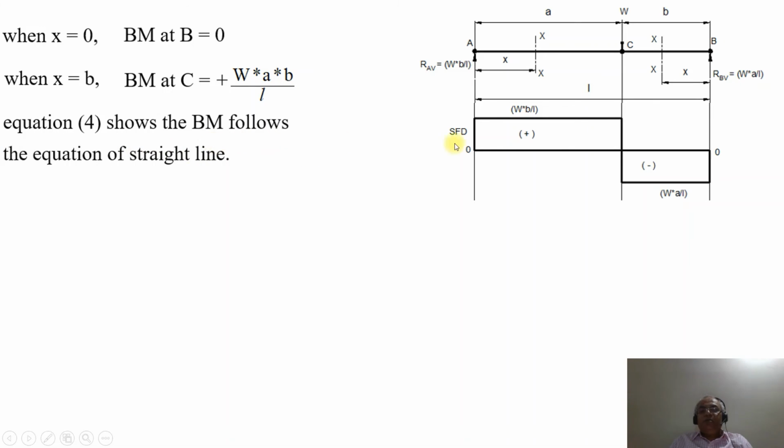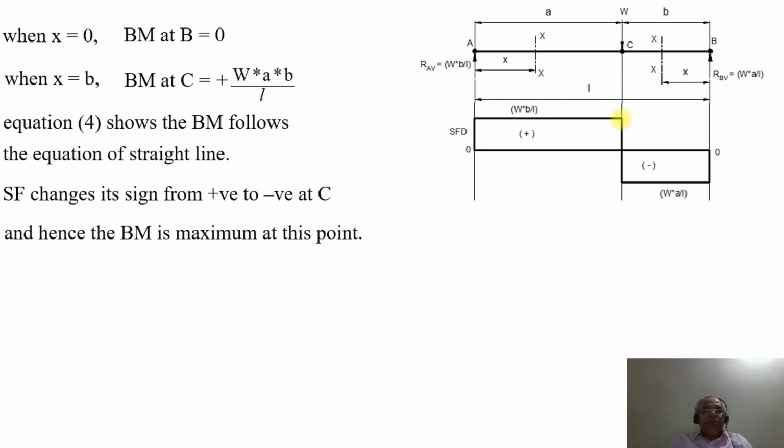When you are plotting the shear force and the bending moment, in the SFD, the shear force at the point A will be equal to plus W into B by L, and between A and C it remains constant at W into B by L. At the point C it drops to minus W into A by L, and then it remains constant, and then it becomes 0 here. As the shear force changes its sign at the point C from positive to negative, the bending moment will be maximum at that particular point, which will be equal to W into A into B by L. So the maximum bending moment at the point C will be equal to W into A into B by L.